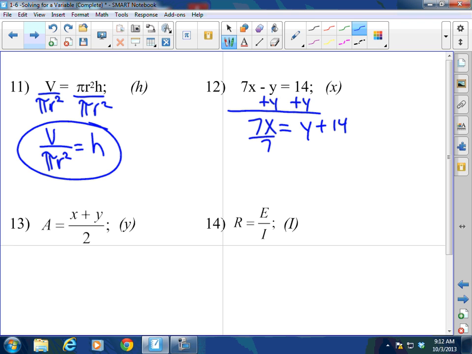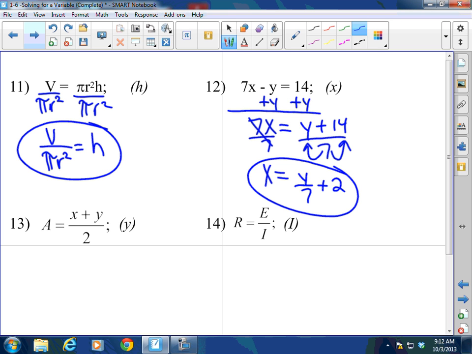Now what? Divide 7 to both sides. And remember, this 7 gets divided to this and to that. So this is y over 7 plus 2. Done. It makes sense. Awesome.